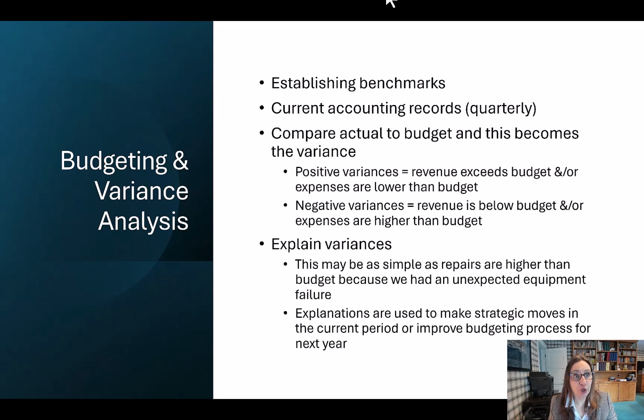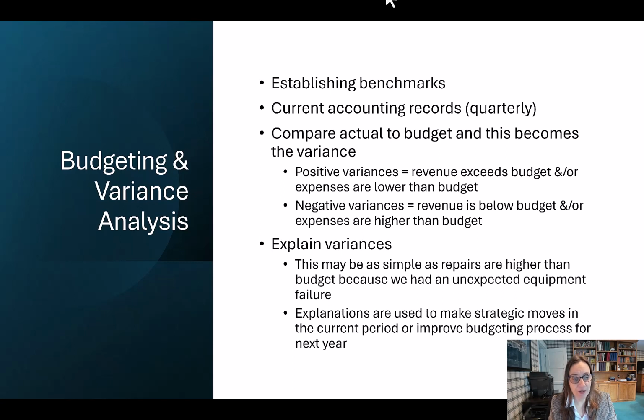We also need current accounting records. Ideally, this means having reconciled numbers on a quarterly basis, which means every 3 months. Not looking at current financial statements and budgets turns this whole endeavor into a reactive analysis, which is not the goal. Then we need to compare actual to budget, and this becomes our variance.